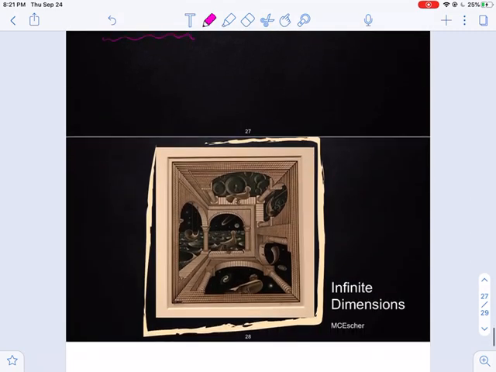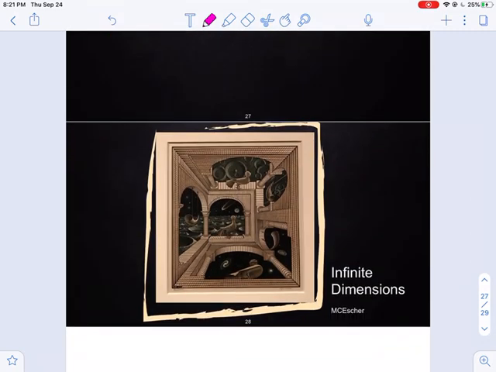Okay, so I hope that was helpful for you. It's a cool Escher print. I'll put it together for you, Gabe. All right, so a cool Escher print with infinite dimensions. And I thought you would enjoy that.